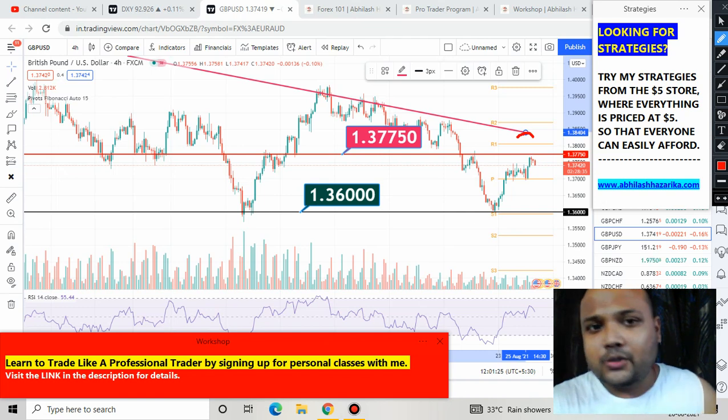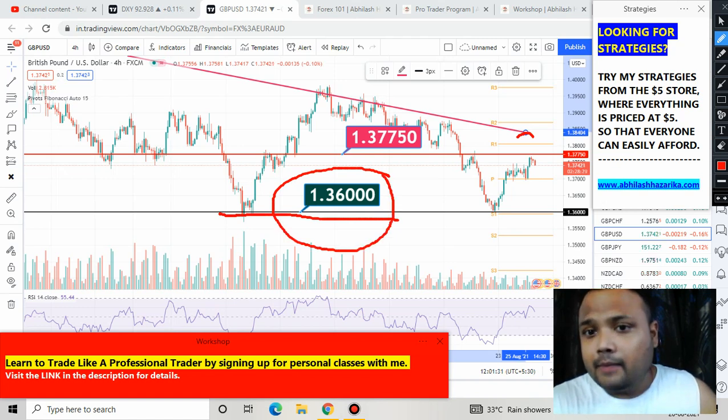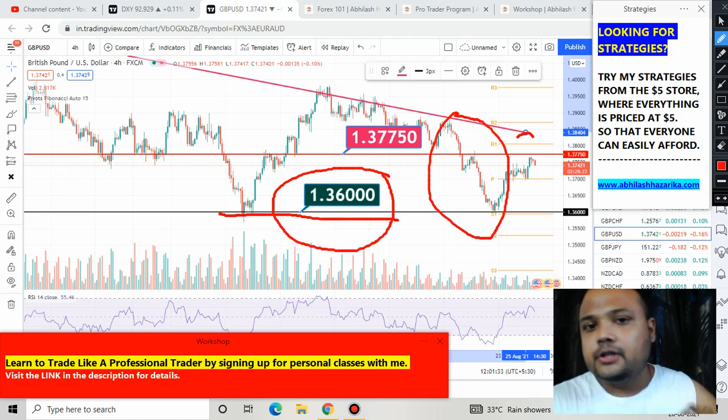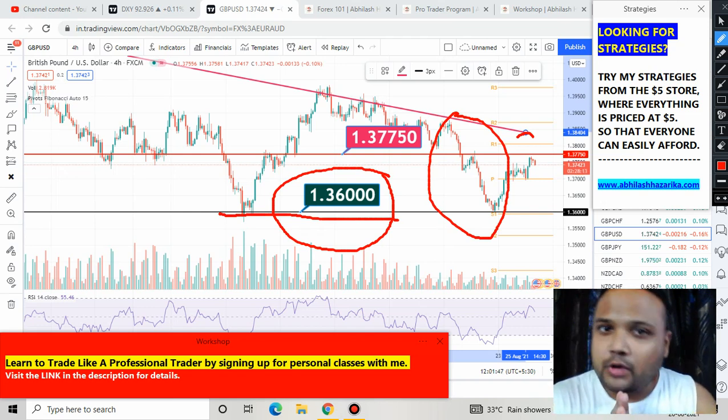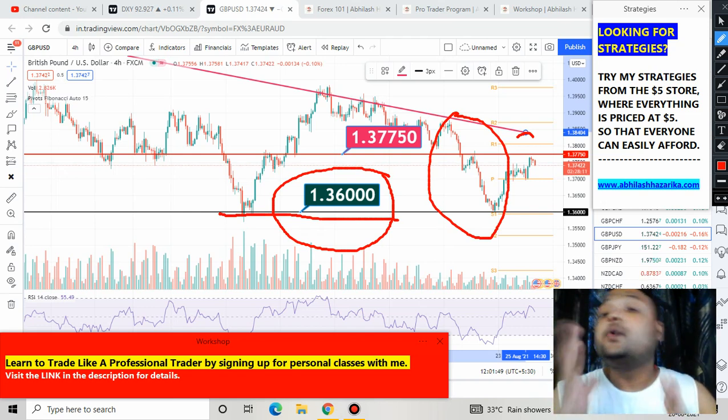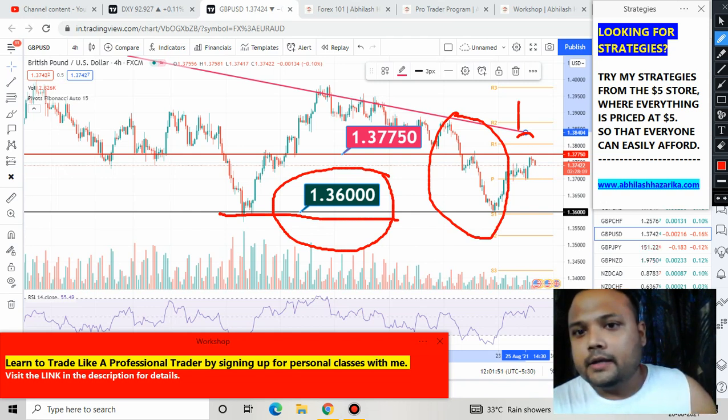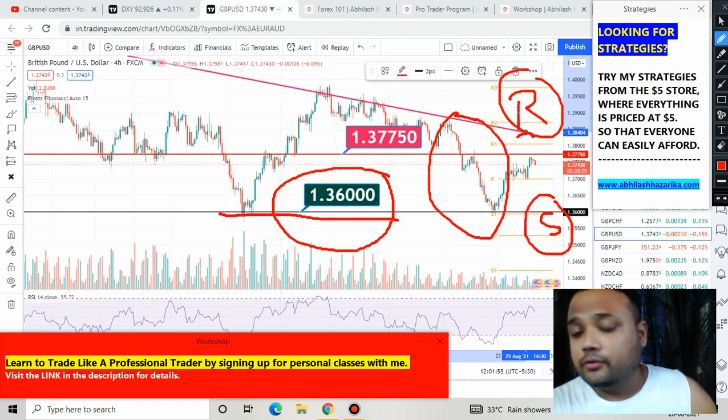So apart from this resistance, we have another support here on the chart, and that is 1.3600. When the market was facing severe selling pressure, this was the level that provided support, and therefore we can hope that in case there is sudden selling pressure on the GBP USD chart in the coming days, then 1.3600 will act as a support, or will provide the required support to the market. So this trend line is the resistance, and this horizontal line is the support for the market.